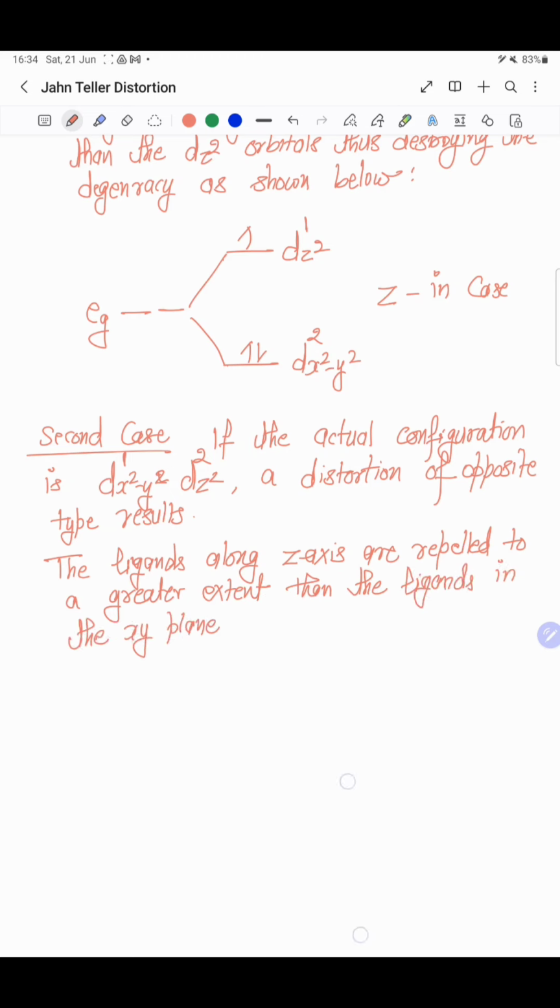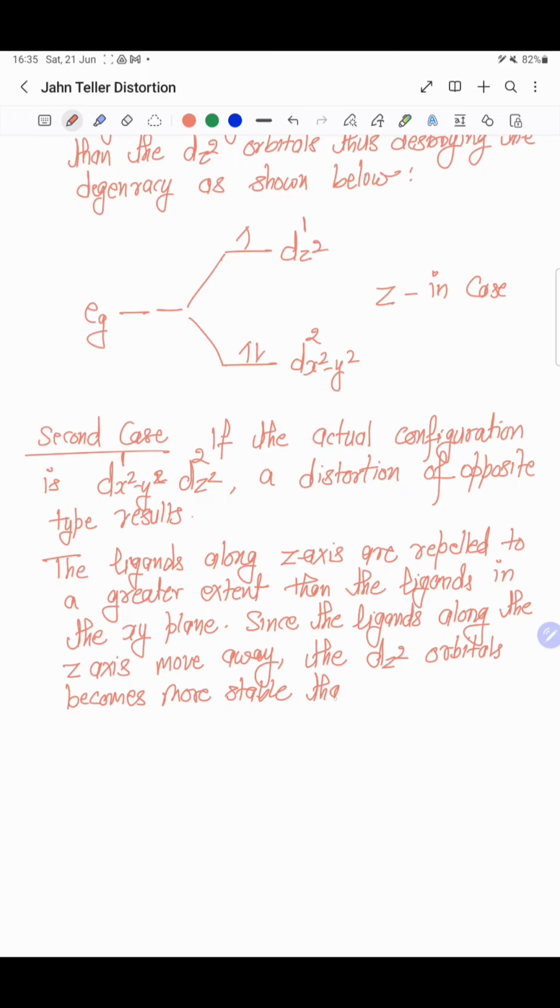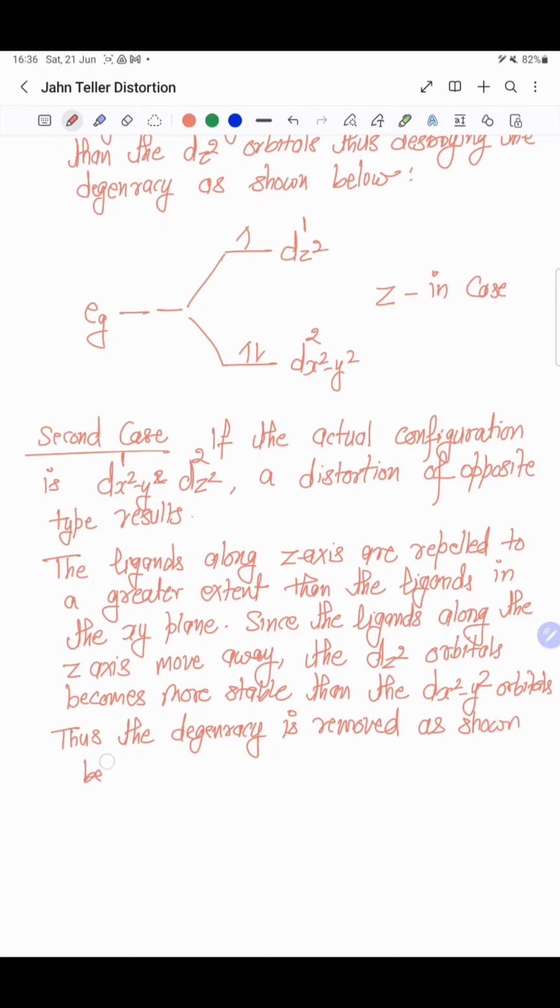Second case, if the actual configuration is the other one, that is, 1 electron in dx²-y² and 2 electrons in dz², a distortion of the opposite type results. That is, now the case will be reversed. The ligands along the z-axis are repelled to a greater extent than the ligands in the xy plane. Since the ligands along the z-axis move away, the dz² orbital becomes more stable than the dx²-y² orbital. Thus the degeneracy is removed as shown below.